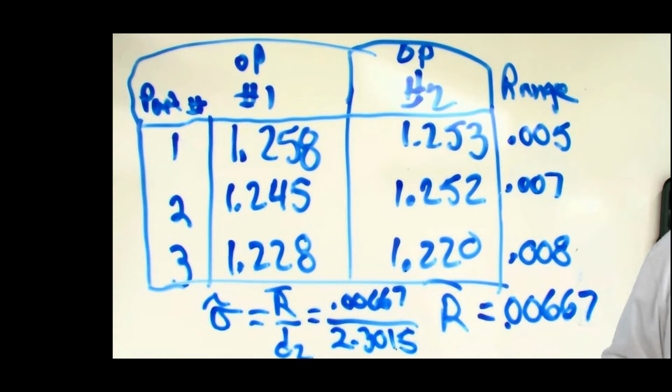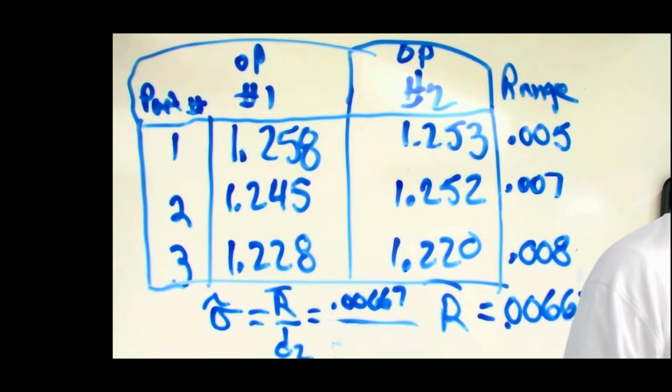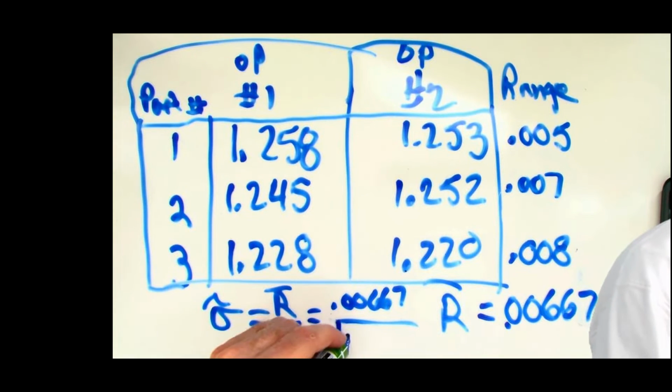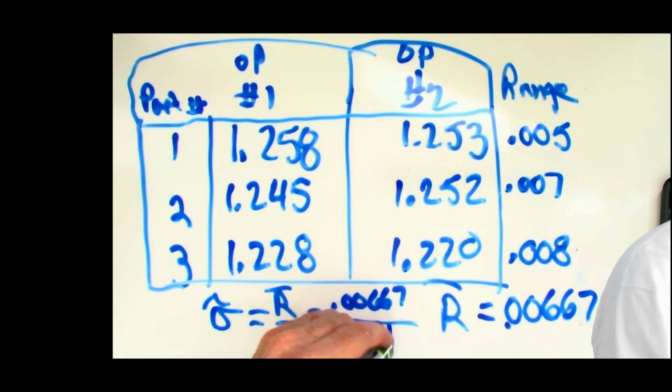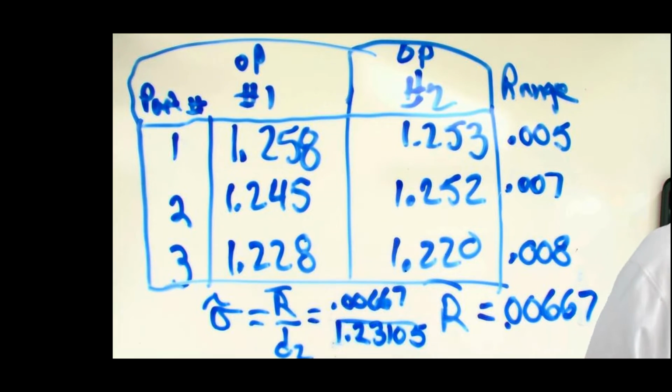Is that correct? No, no, it's 1.23105. Yes, sir. Okay. And that's where you get it out of that table. It was the number of parts and the number of operators. You have 2 operators. Yeah, I was good there. Where I screwed up was where you were.